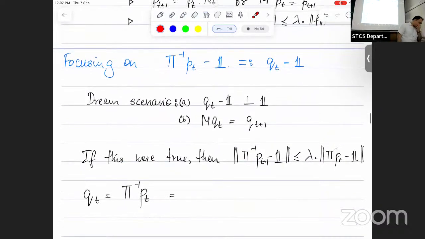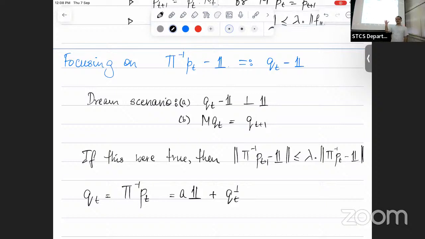So good. Now let's try to check if the dream scenarios actually hold. Is the statement 1 and statement 2 true? The first thing I'm going to do is look at the vector Qt, and let's decompose it into the following form. I want to write it as some A times the all ones vector plus some Qt perp, where Qt perp is the component that it has in the orthogonal direction. And I just want to get a sense of what A is.